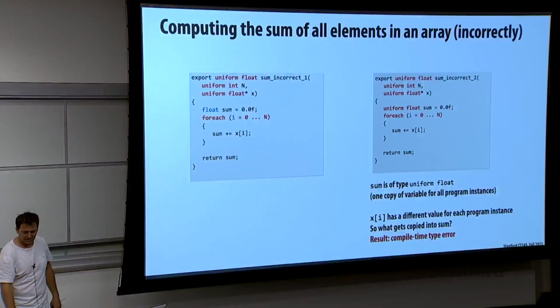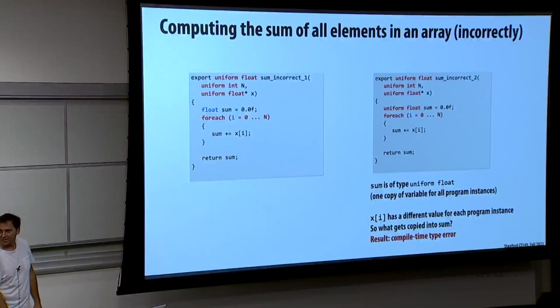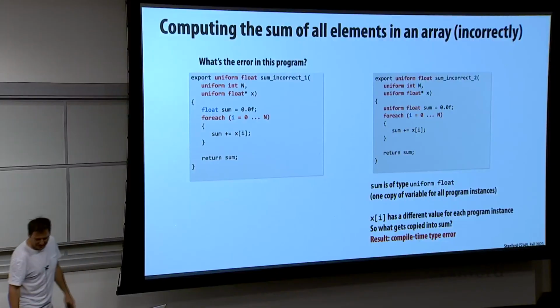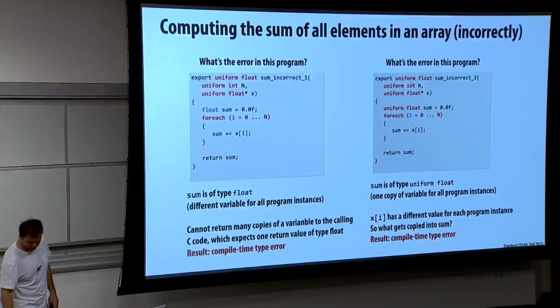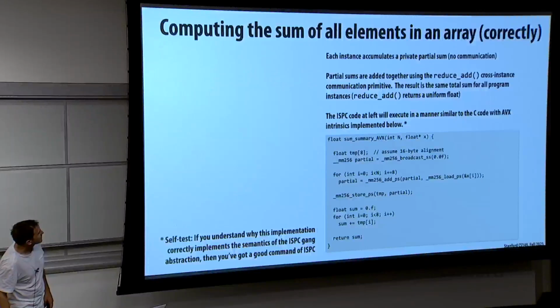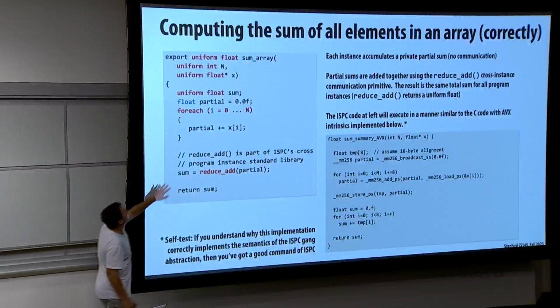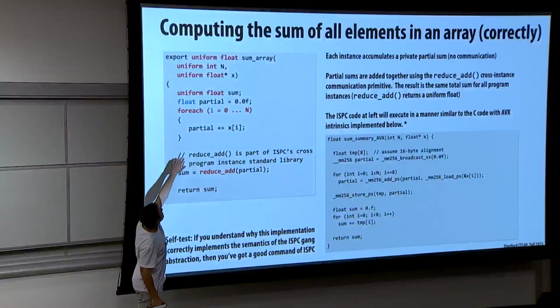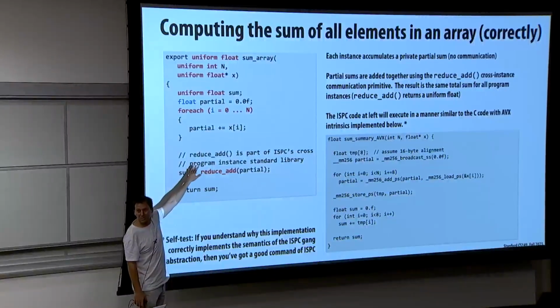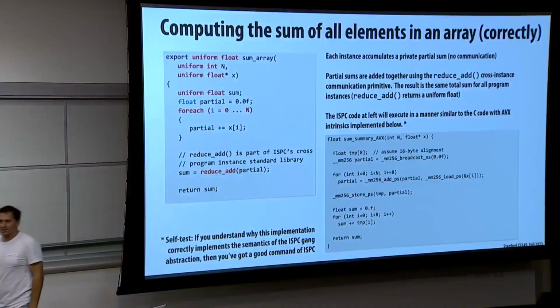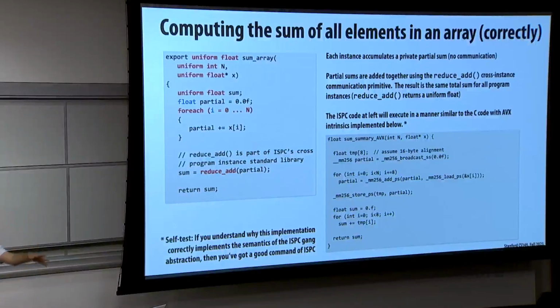And so now I have another race condition. Okay, so here's actually how to write this thing. Notice that I have a variable partial that's per program instance. I say for all iterations of the loop, I don't care who you allocate the iterations to, but everybody is going to accumulate their local partial.